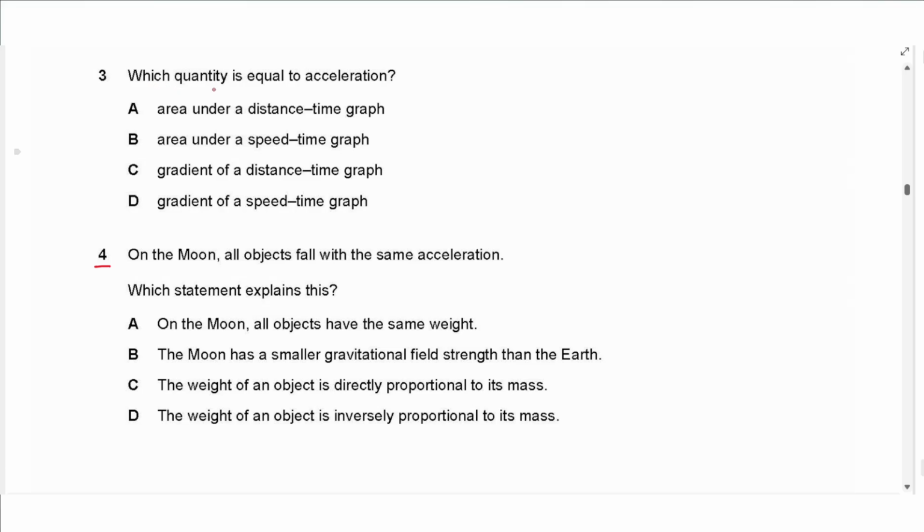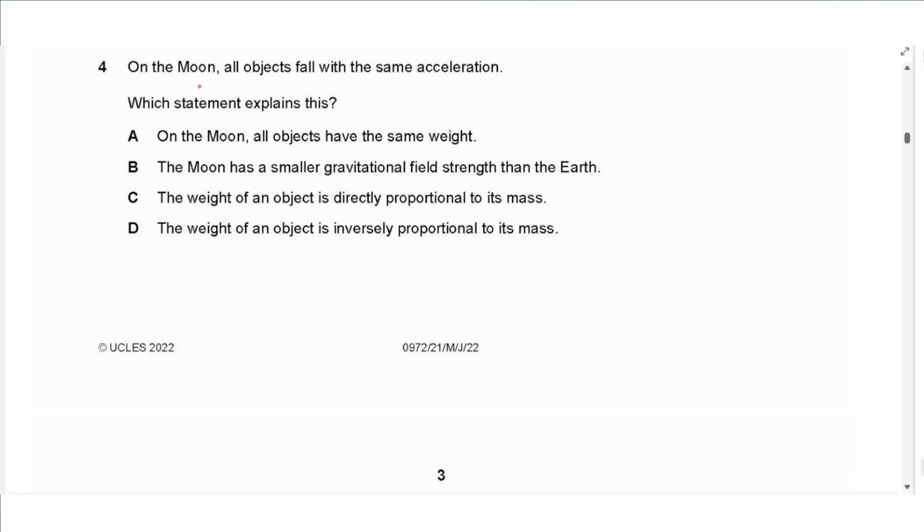Question 3 says which quantity is equal to acceleration, area under a distance time graph. Nothing is equal to the area under a distance time graph. Area under a speed time graph, no, that's displacement or distance. Gradient of a distance time graph, no, that's speed. Gradient of a speed time graph, yes, so the answer is D.